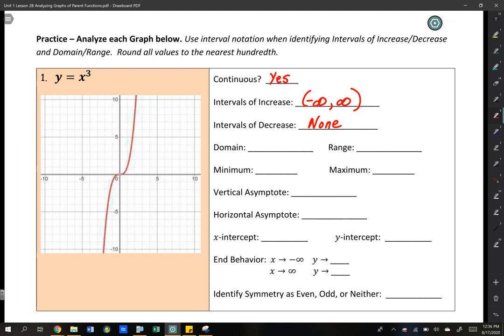Now the domain is referring to, and you may want to go back and review what we did in lesson 1A, we talked about the domain, what x values are included. And for this graph, all x values are included. So that's going to be all real numbers. The range is going to be referring to all the possible y values. And again, because we have all y values included, all real numbers.